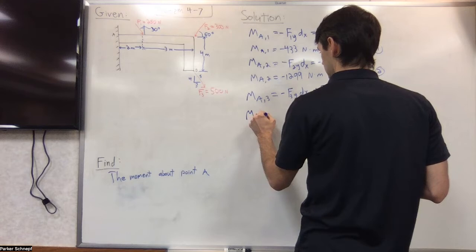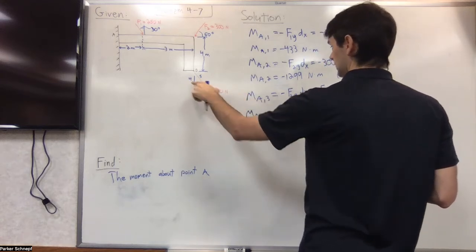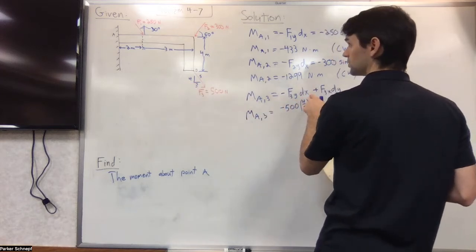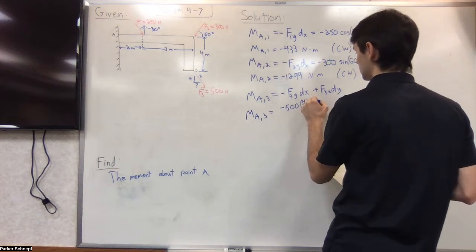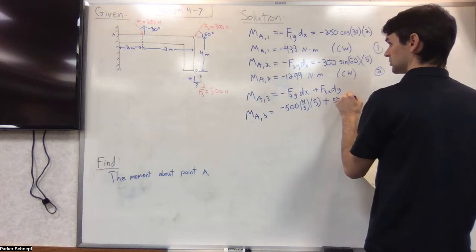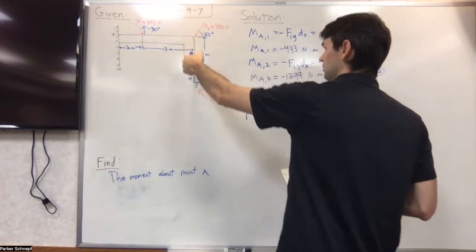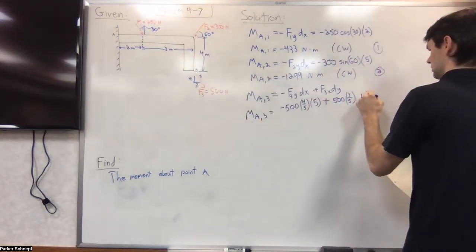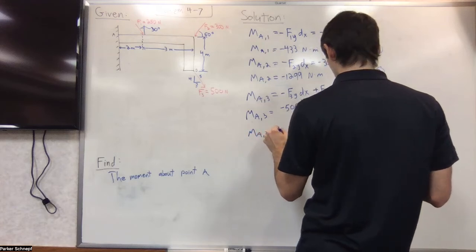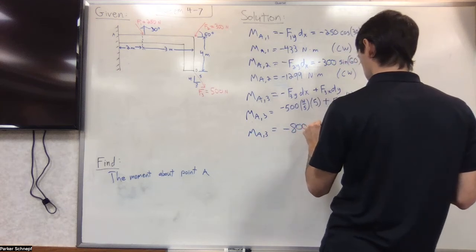So that would be negative 500, and this is the y, so it's 4/5, and then the horizontal distance we went was 5. Then positive 500 times 3/5, and that vertical distance we went was 4. And when I do all the math, I get that force 3's contribution is negative 800 Newton meters.